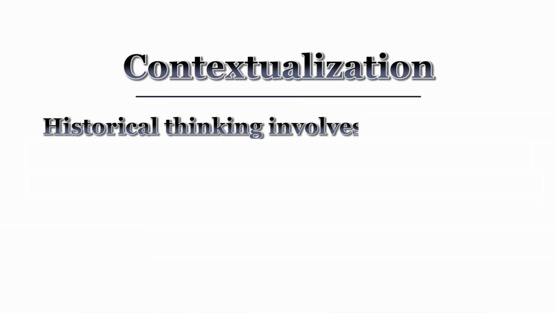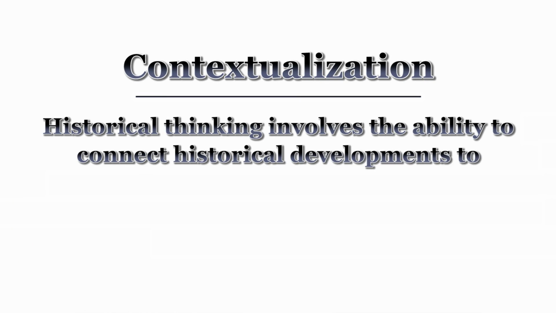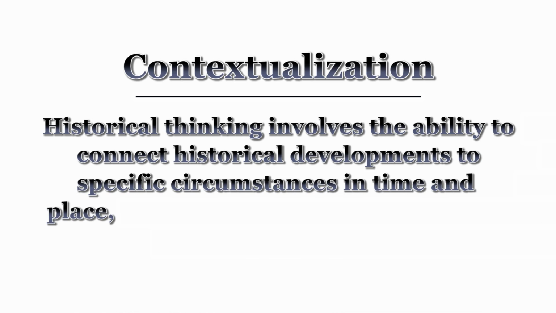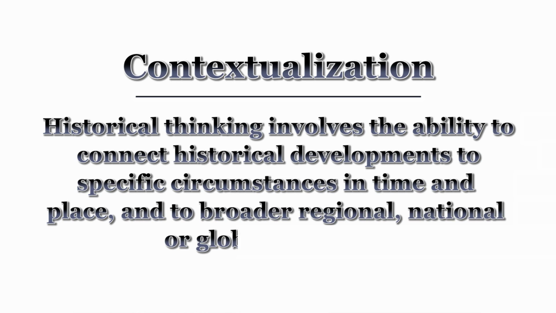All right. Okay, how about this? Contextualization. It says here, historical thinking involves the ability to connect historical developments to specific circumstances in a time and place and to broader regional, national, or global processes. So this one takes us from the micro to the macro. You need to be able to look at how to apply your knowledge of specific instances to a larger discussion of equally important ideas. For example, you could explore the issue of slavery from the perspective of a single slave on a southern plantation to the larger discussion of the global context of slavery when dealing with the ins and outs of the transatlantic slave trade.